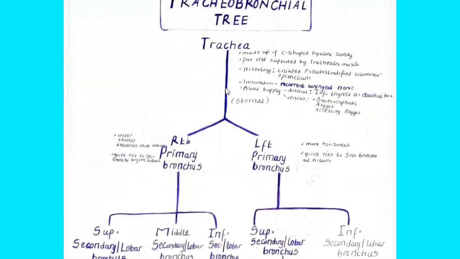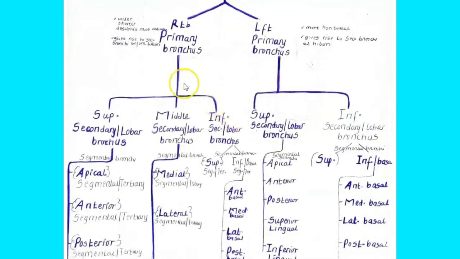Then we talked about the tracheobronchial tree. Trachea bifurcating at the sternal angle into pulmonary bronchi. Then the right pulmonary bronchus, before entering into the hilum, bifurcates into three: superior, middle, and inferior secondary bronchi. While the left at the hilum bifurcates into two: superior and inferior secondary or lobar bronchi.